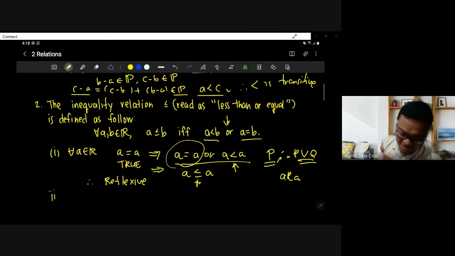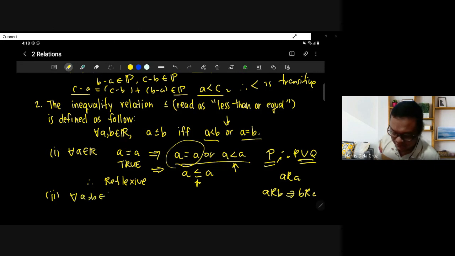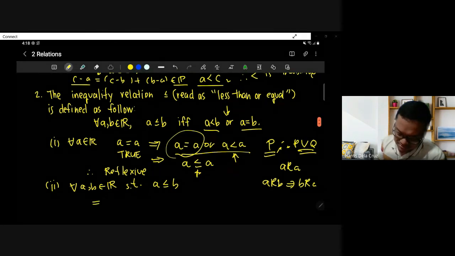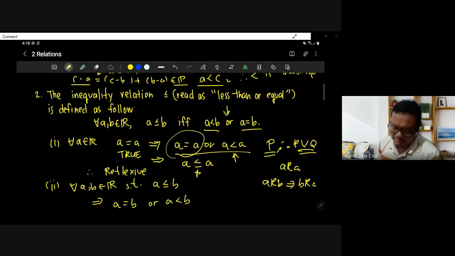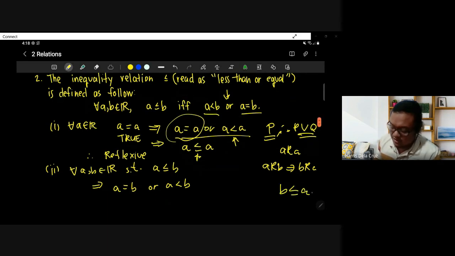Next, is it symmetric? So, ano kailangan mo ipakita? Pag meron kang ARB, dapat mapakita mo yung BRA. Yan. So, dalawang element kailangan mo for every A, B in the set of real numbers such that A is less than or equal to B. Anong pwedeng mangyari? Well, ganun ulit. This means that A is equal to B or A is less than B. Tama? Ang gusto mo pakita, B is less than or equal to A. Meaning, either B is equal to A or B is less than A.